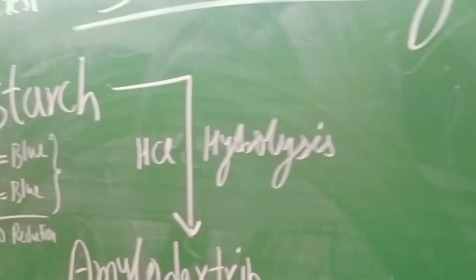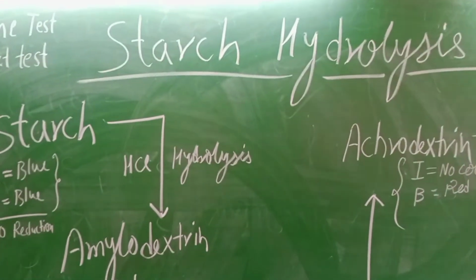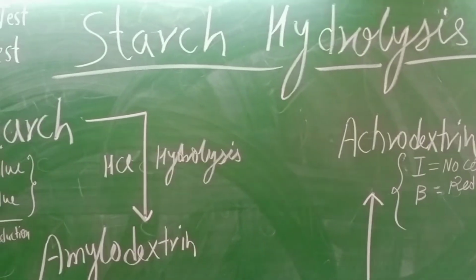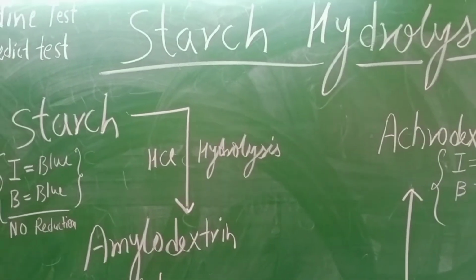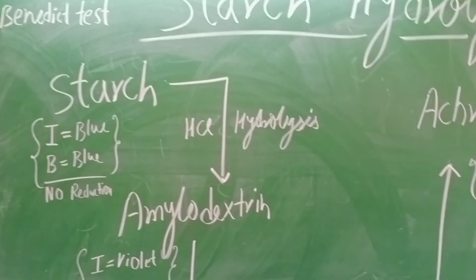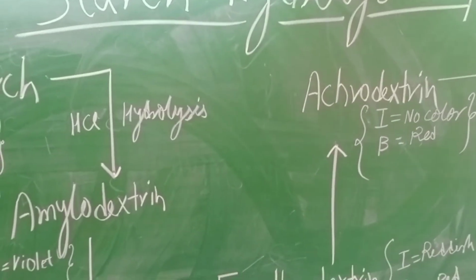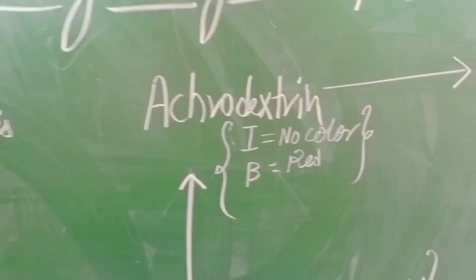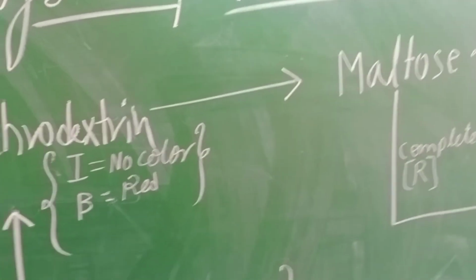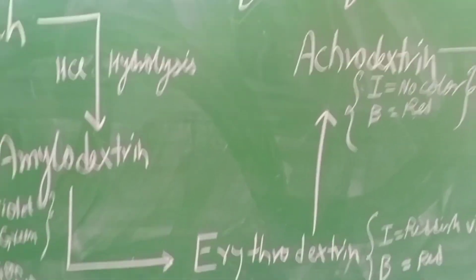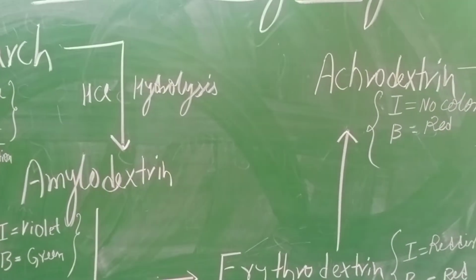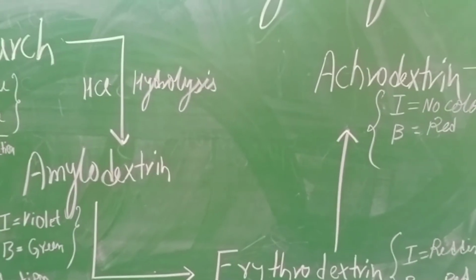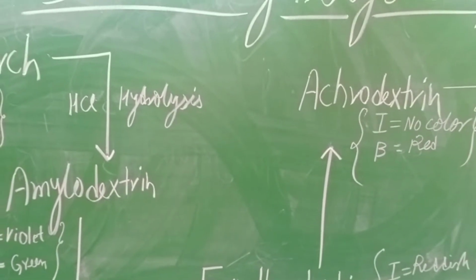So, the main aim of this particular video lecture is to first know how the starch gets hydrolyzed, and once the starch gets hydrolyzed, what are the various products which are formed subsequently, and how we can analyze or determine the progression of hydrolysis, and what are the various intermediate products which are formed during this particular process.